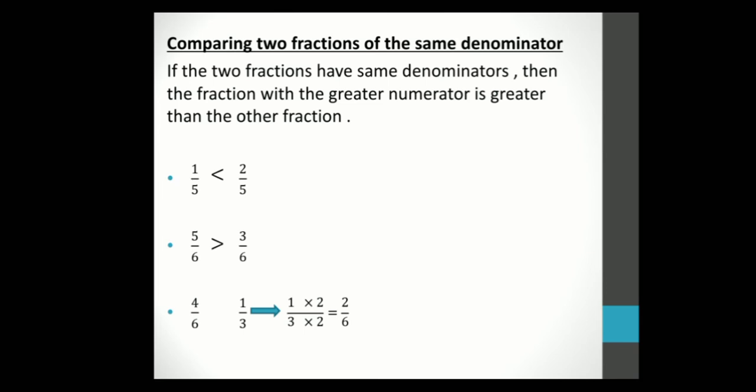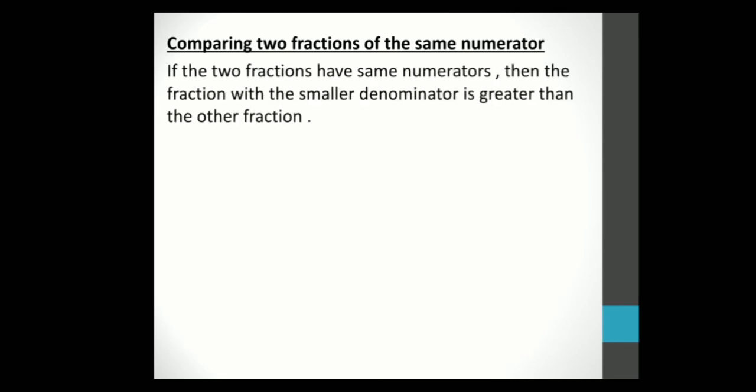Now, I multiply 1 times 2. So 1 times 2 equals 2. And 3 times 2 equals 6. So the two fractions are 4 over 6 and 2 over 6. Now the two denominators are similar. So 4 is bigger than 2. Then 4 over 6 is bigger than 1 over 3.